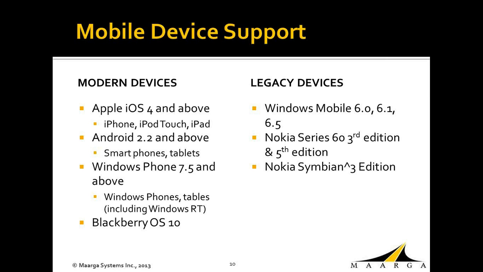And some of the legacy devices are also supported, as of the current version, which is Traveler 9. Things like Windows Mobile 6.0, 6.1, 6.5, and Nokia Series 60 3rd edition and 5th edition, and the Nokia Symbian 3 edition. But for the Traveler client, on the latest version, you need to download them separately. It will not come with Traveler 9. But these devices are supported as of the current version.